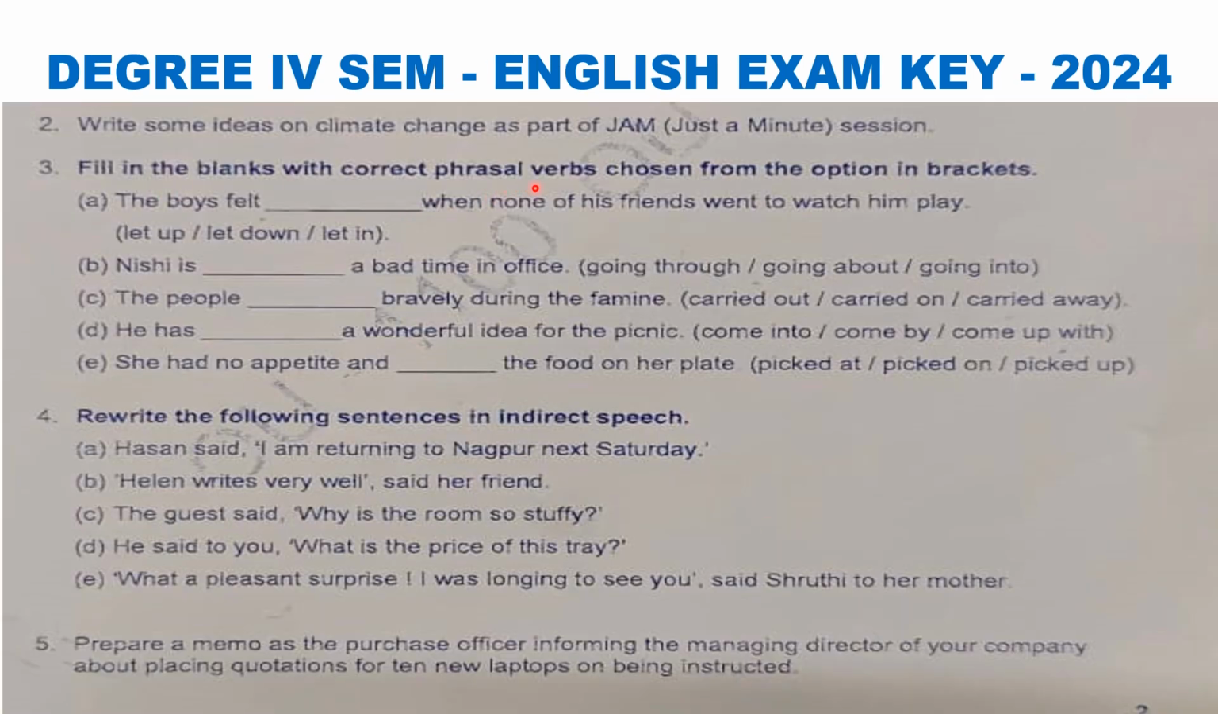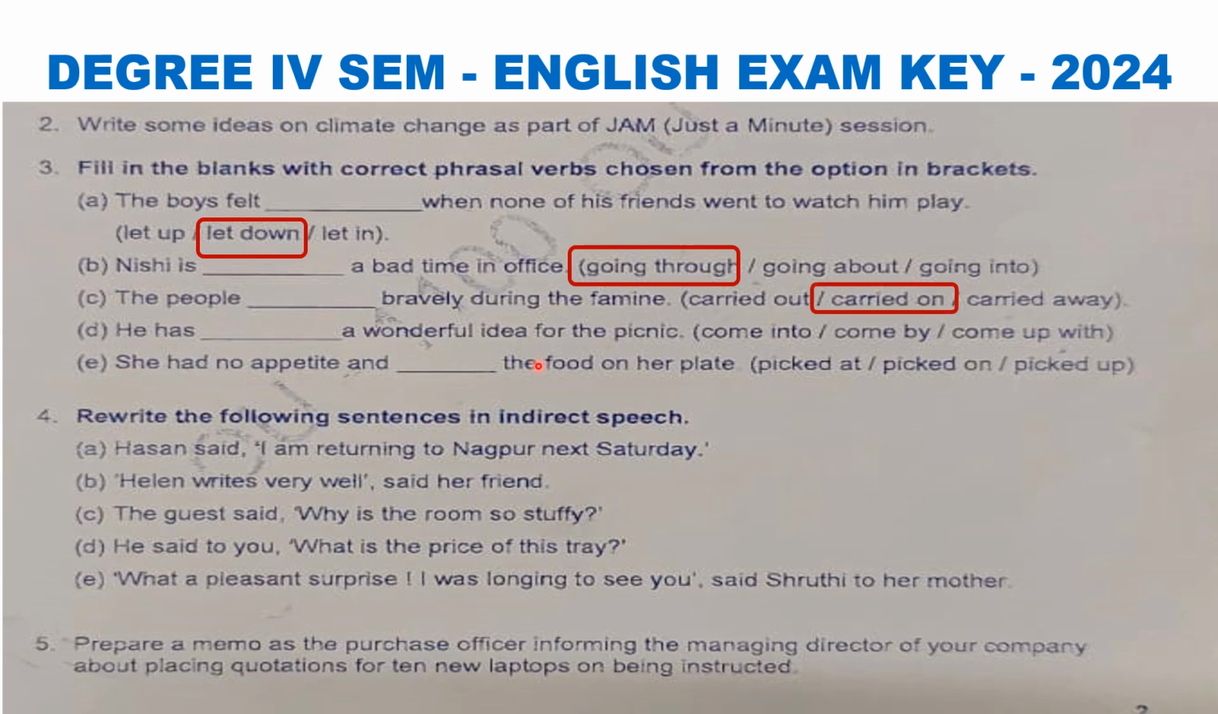Fill in the blanks with correct phrasal verbs chosen from the options in the brackets. The boy felt dash when none of his friends went to watch him play, and the choices are let up, let down, and let in. So the boy felt let down, means depressed. Nishi is dash a bad time in office. Going through, going about, and going into: it is going through a bad time. The people dash bravely during the famine. Carried out, carried on, or carried away: the correct answer is carried on.